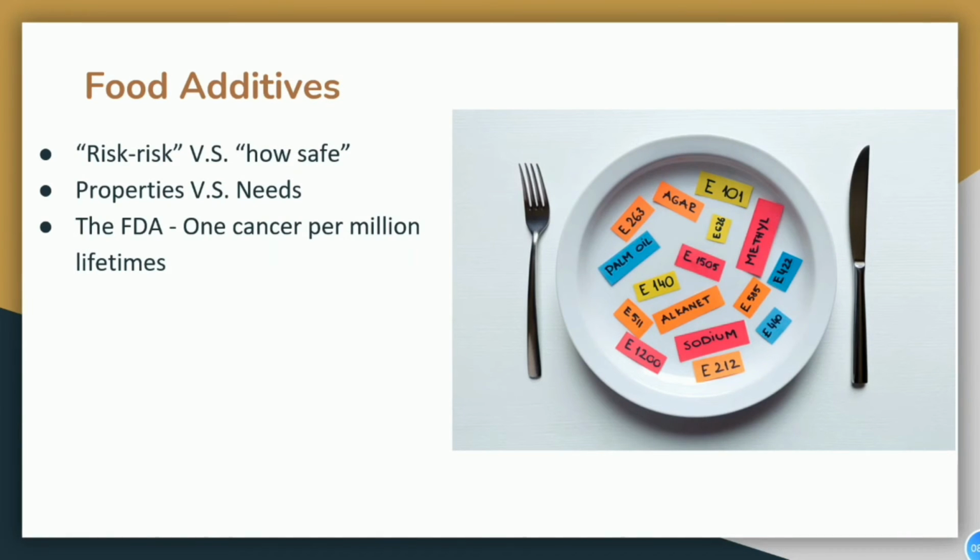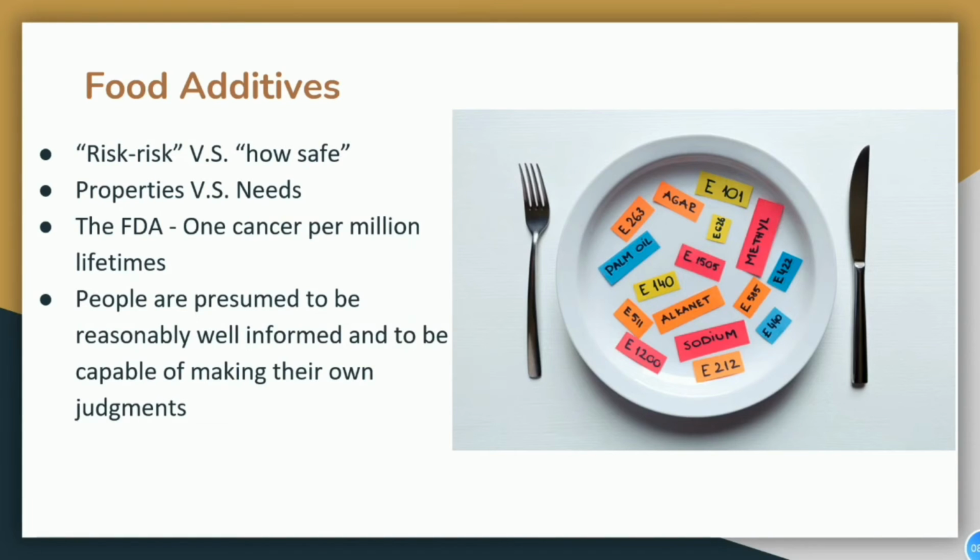In this part, the author wants to tell us that people are presumed to be reasonably well informed and to be capable of making their own judgments. That's what the FDA wants.